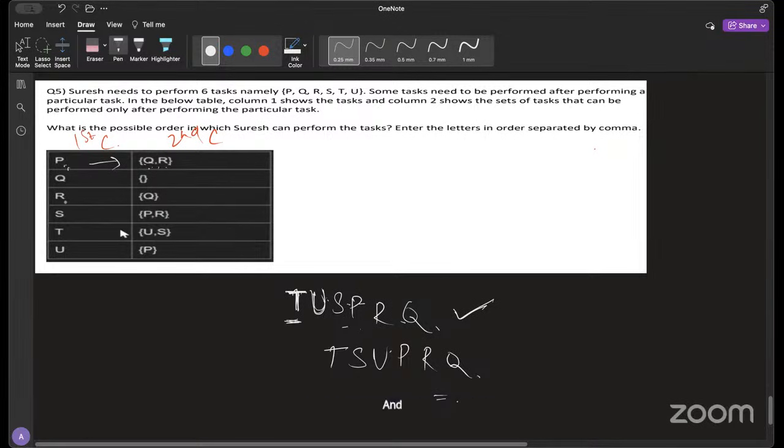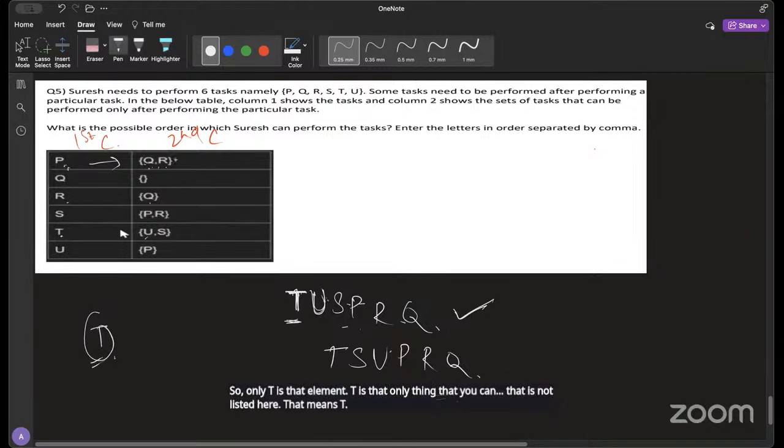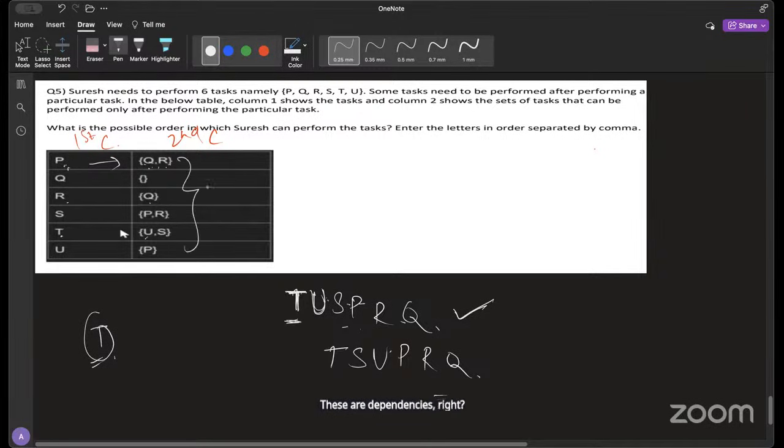And first you need to get done with R, then only you can start with task Q. Same goes here. First you need to get done with T, then you can start with U and S. So only T is that element, the only thing that is not listed here. These are dependencies, right? But not dependencies, you can call them dependent on these tasks, and only T is not present in this list.